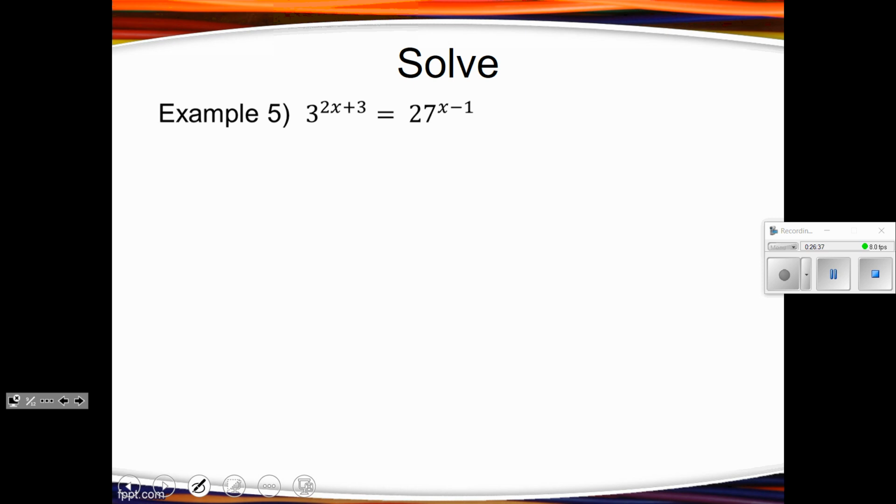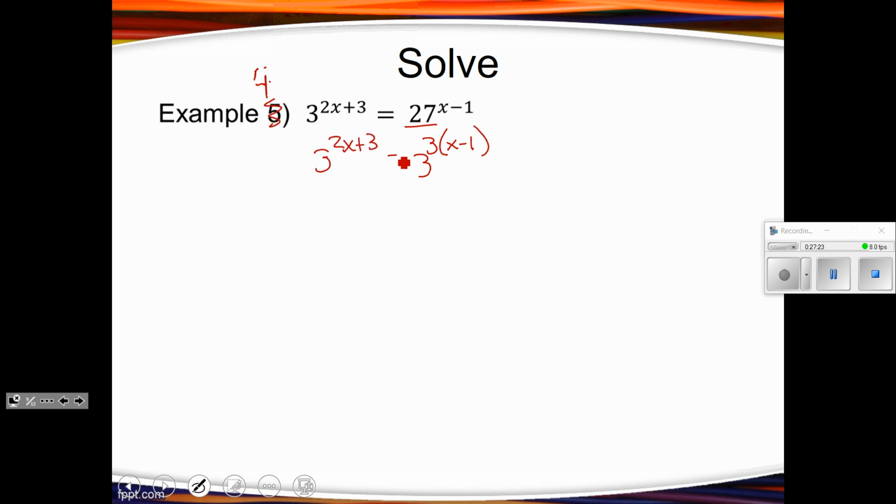All right, so this will be example 4. So what's wrong with this problem? My question is can I immediately set 2x plus 3 equal to x minus 1? No. So we need to make our bases match. Generally you're going to take the bigger one and try to make it match the smaller one. So is there a way that I can take 27? You can make 27 equal to 3 to the 3rd power, and then you have your x minus 1.